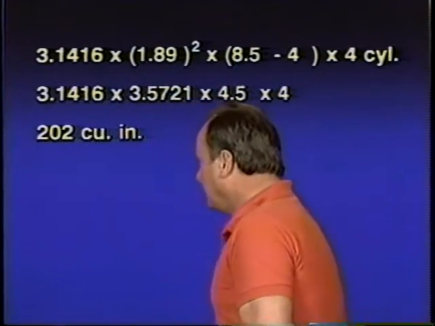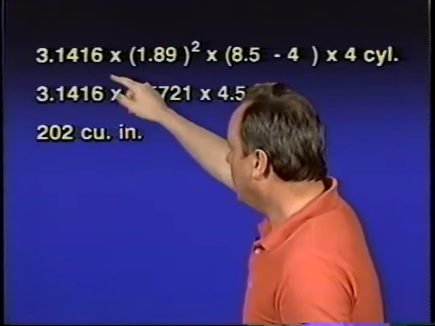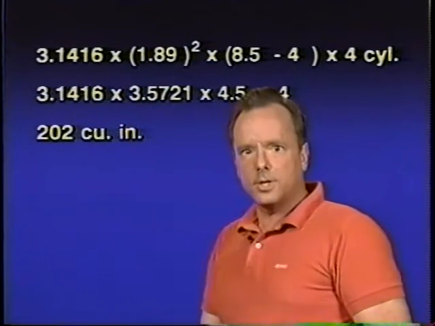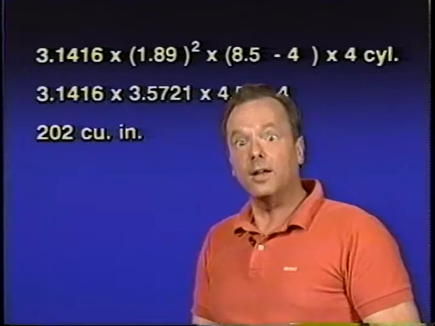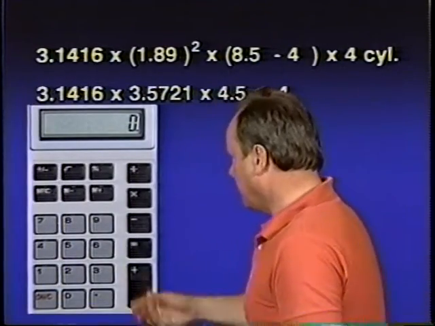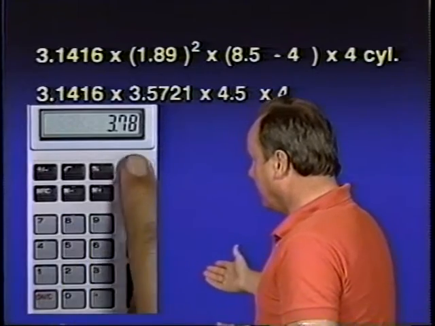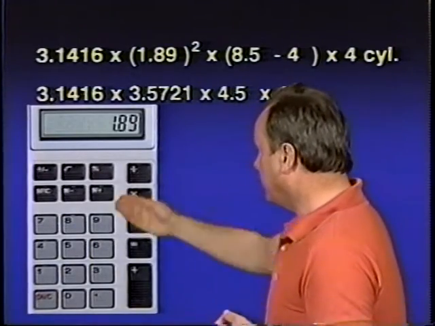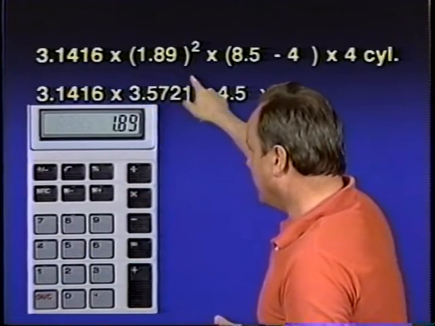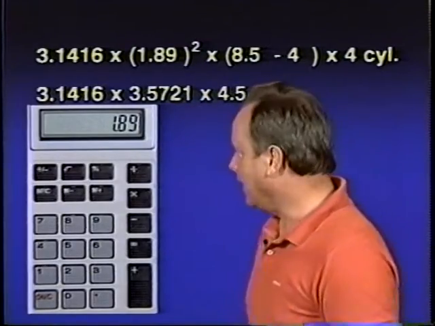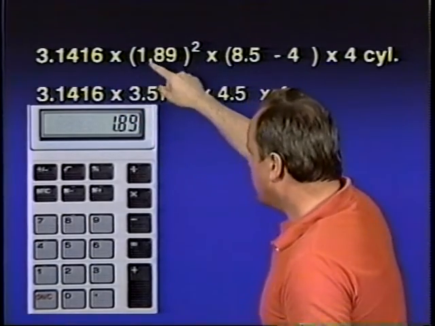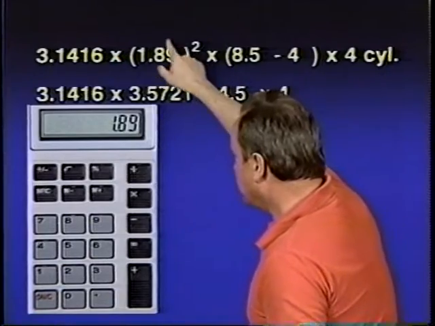All right, now let's take a look at it. First of all, you take pi, and remember this particular cylinder had a bore of 3.78. Let's you and I use the calculator and find out what the radius of that piston is. So you take 3.78 divided by 2, the bore is the diameter, divided by 2, and we find out the radius is 1.89. That's how we got that 1.89. So you take pi times the radius, which is 1.89, and that's squared.